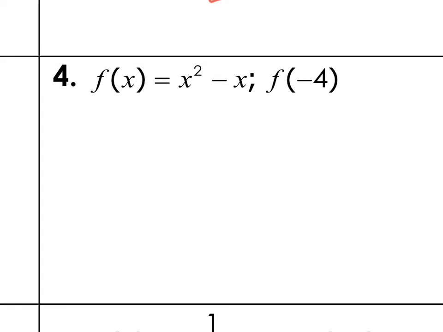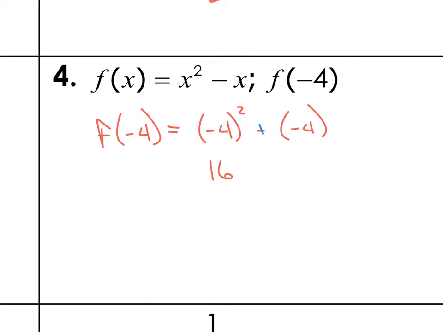Number 4, we've got x squared, and actually there are two x's in here. Okay? So f of negative 4, when we plug this in, would be negative 4 squared minus negative 4. I'm going to use parentheses there just to keep it separated a little bit. Now, negative 4 squared is 16. And this minus a negative, you can change into plus a positive, so it's 16 plus 4. And 16 plus 4 is 20. Be careful when you're squaring negatives, because negative 4 squared is a positive 16.